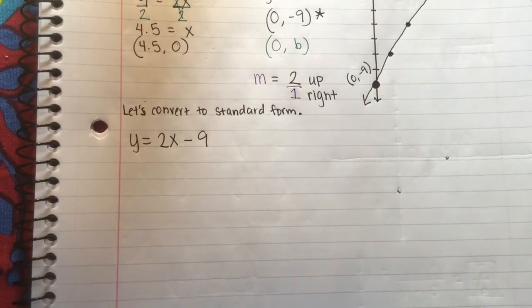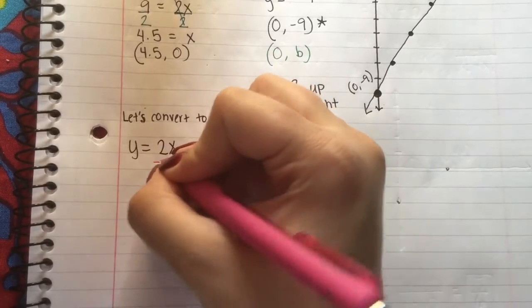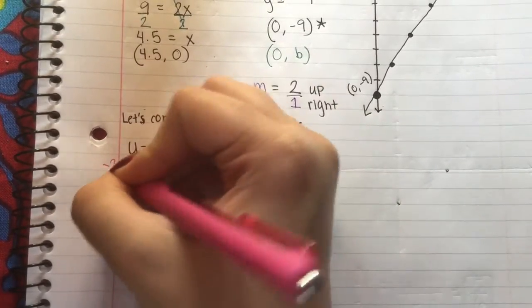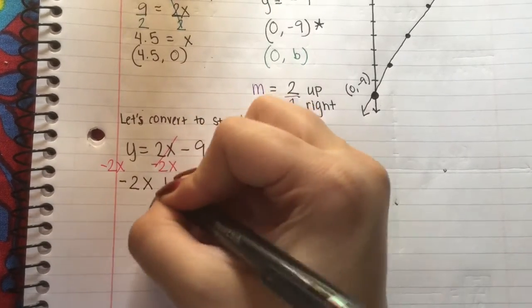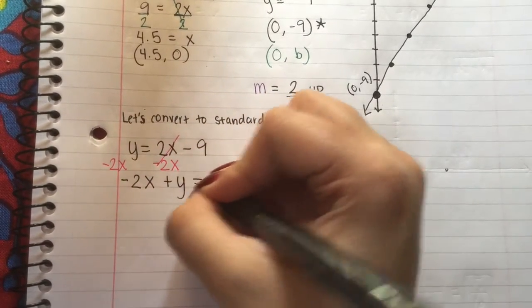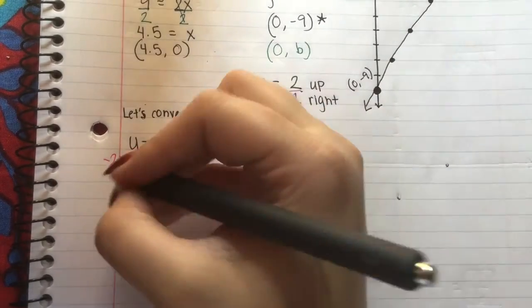We can also convert this into standard form. All I need to do is move that x value to the left side, so I'll subtract it. Remember, you can't combine like terms here, so I'll write this as negative 2x plus y equals negative 9. My ax plus by equals c in standard form.